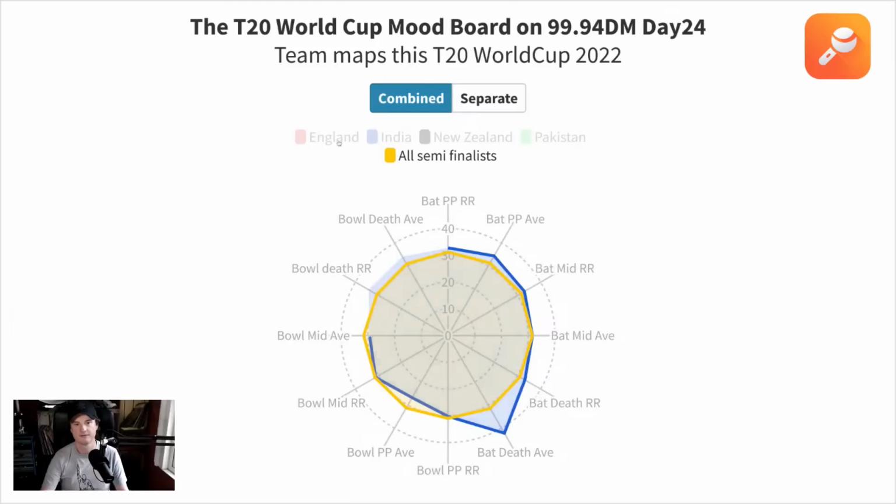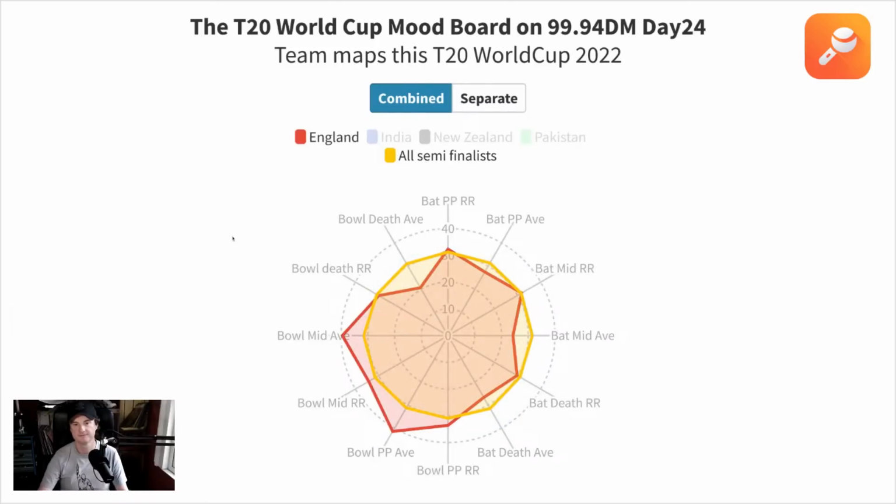Let's get rid of India, pick up England here. Now, this is really, really interesting, because this is where I expected to see some very strong strikes from England on the batting side. And realistically, the only one where they're massively ahead of the other teams is in batting power play run rate, which makes sense. That's the way that they play. They try and take you down early on, but they're not batting at the same level that they certainly have been for a very long time.